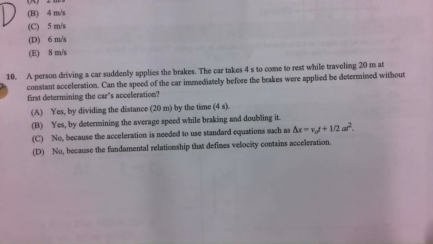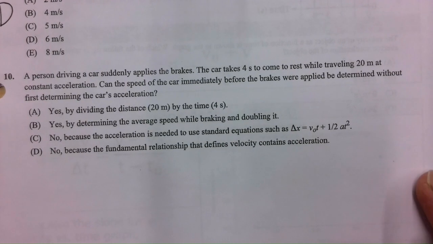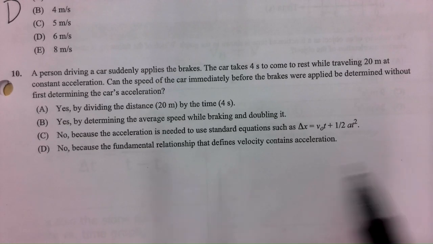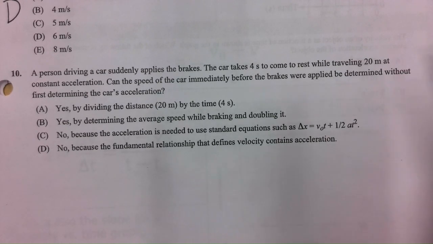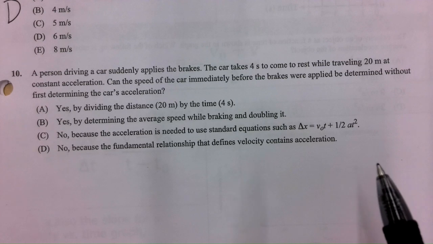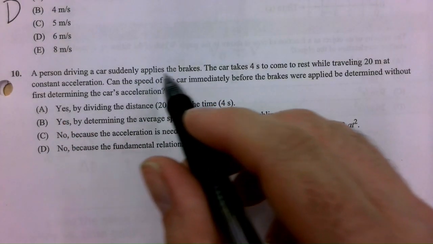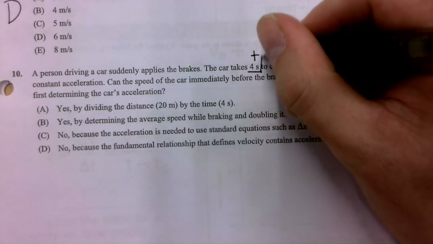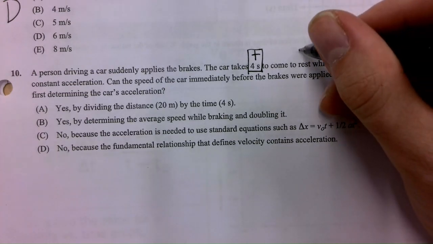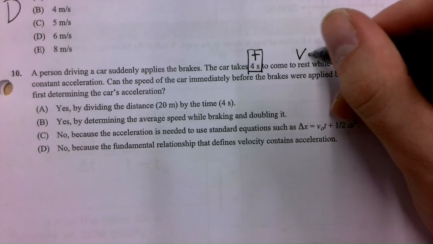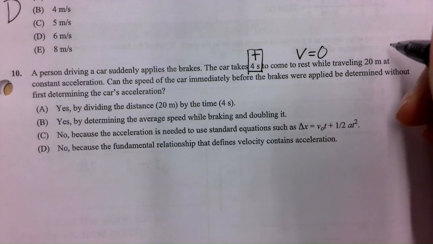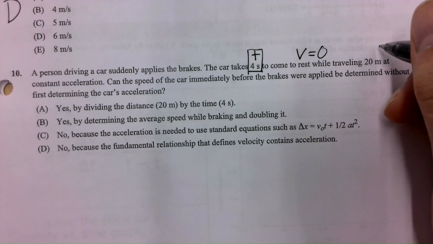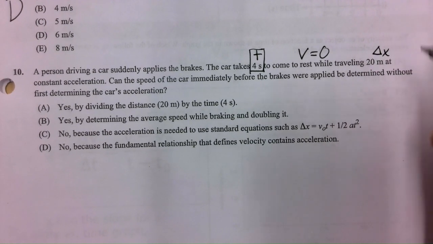Number 10 is kind of a tricky multi-step word problem. My initial thought when I was looking at this was I thought the answer was no, but if you dig a little deeper, you actually can figure out the answer here, and so the answer will be yes. A person driving the car suddenly applies the brakes. The car takes 4 seconds, that's our time, to come to rest. Okay, that's going to be our final velocity, while traveling 20 meters at a constant acceleration. So 20 meters is going to be our displacement.